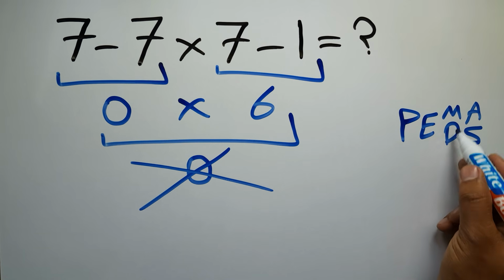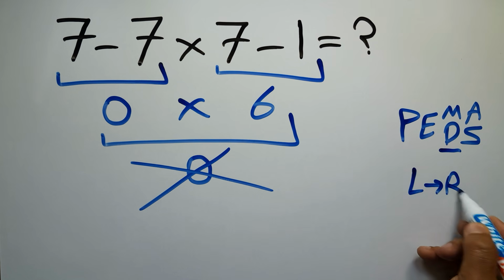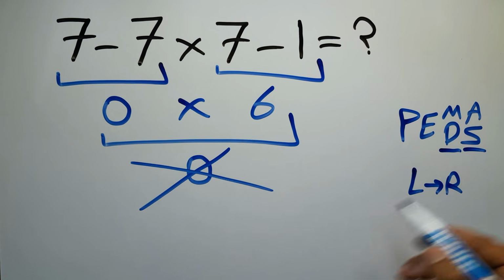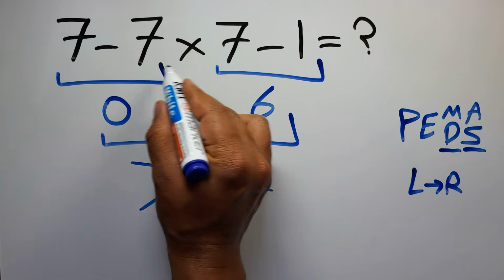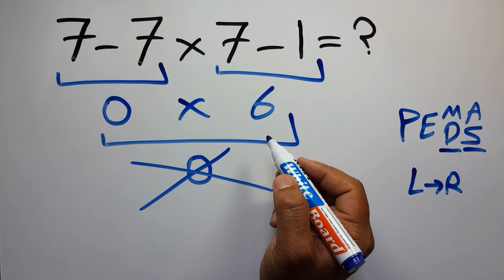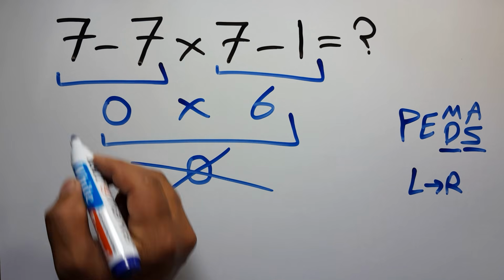Remember that multiplication and division have equal priority and we have to work from left to right. And the same applies to addition and subtraction. In this expression, we have two subtractions and one multiplication. According to PEMDAS, multiplication has higher priority than subtraction.